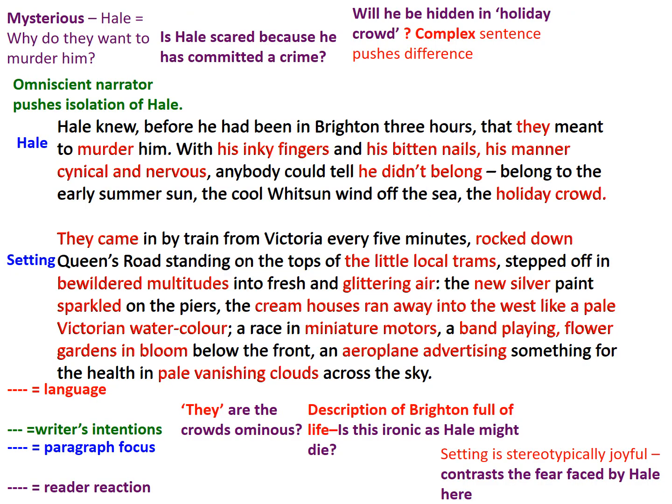So, our omniscient narrator pushes the isolation of Hale. We know that Hale knew, so our narrator seems very powerful. The fact that he gets such good detail in that second sentence about the body language of Hale through that listing stresses the anxiety is a big thing that we need to be aware of. It's as if Graham Greene, as the writer, is crafting that anxiety is at the height it could be with Hale, in contrast to these joyful holidaymakers.